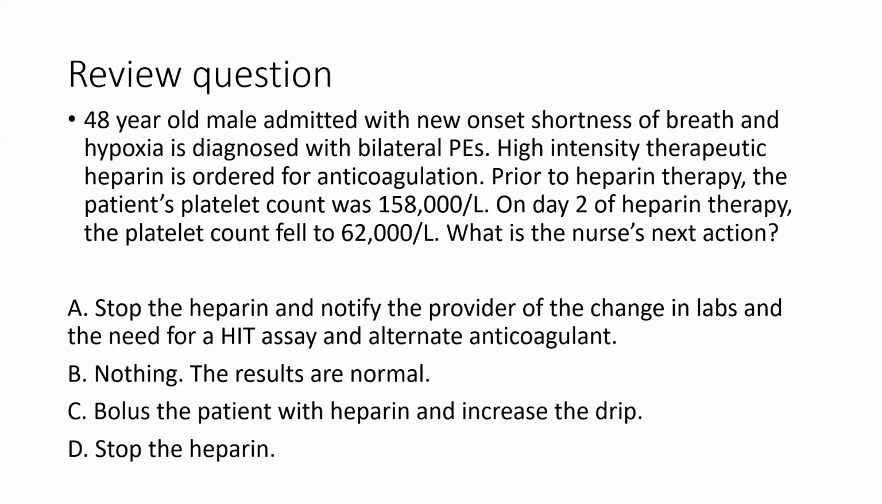So I'll go over a couple of review questions and give you guys just some time to answer. In this first one, we have a 48-year-old male who was admitted with new onset shortness of breath and hypoxia, and he was diagnosed with bilateral PEs. High intensity therapeutic heparin is ordered for anticoagulation.